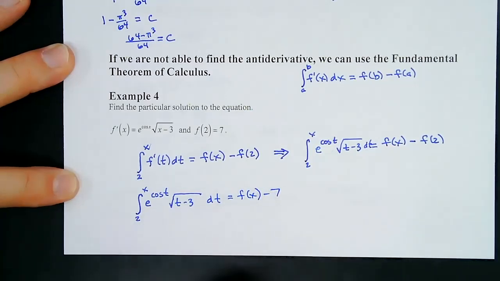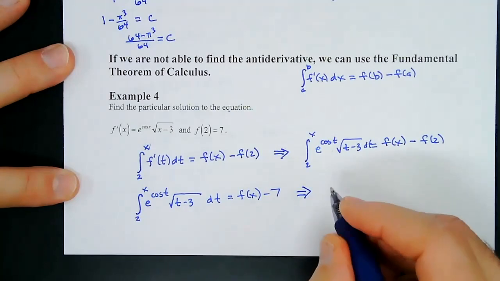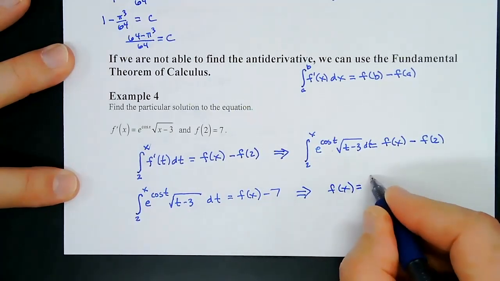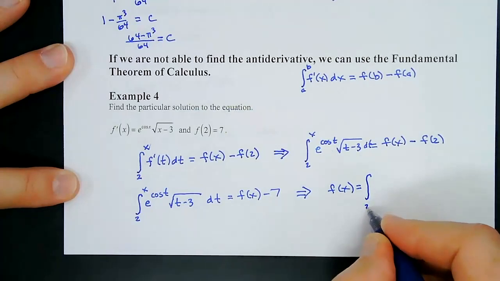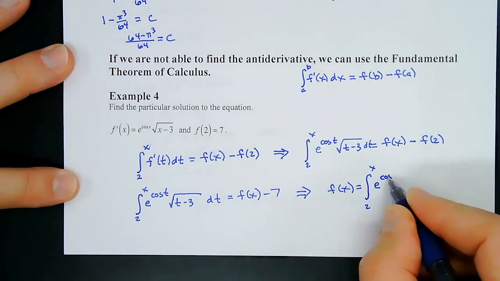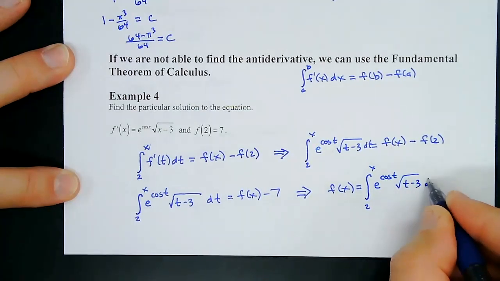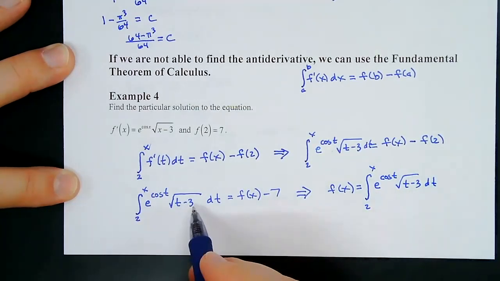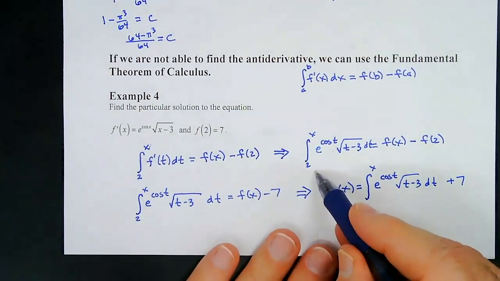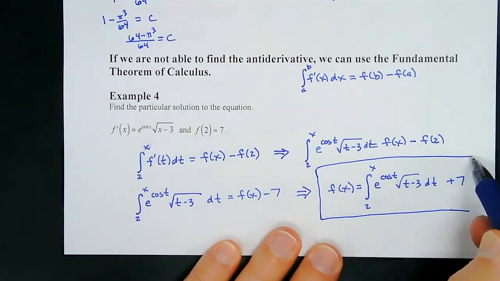All I need to do is move 7 over and I'll have it. So this in turn makes F of x become an integral function from 2 to x of e to the cosine of t, square root of t minus 3 dt. And I have to add 7, right? So there's going to be plus 7 over here. And that's my answer. So that's what allows me to write new functions, right?